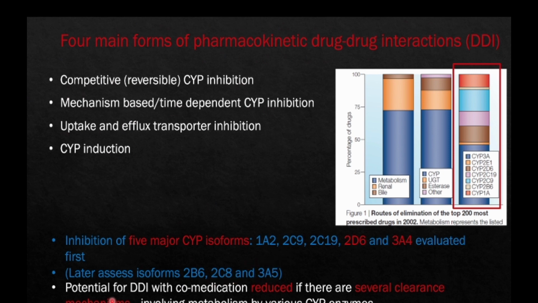There's also a potential for drug-drug interactions with co-medication, which is reduced if there are several clearance mechanisms involving the metabolism by various cytochrome enzymes. Here, this graph shows the percentage of drugs. This is like the routes of elimination of the top 200 most prescribed drugs in 2002. If we focus on the cytochromes, you can see the percentage of drugs which use these different cytochromes.